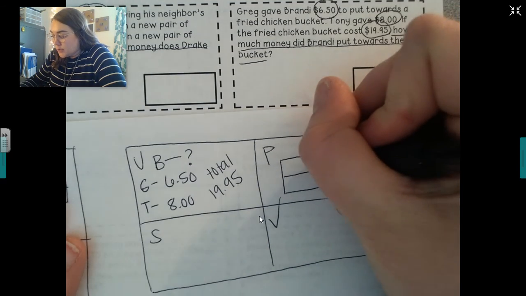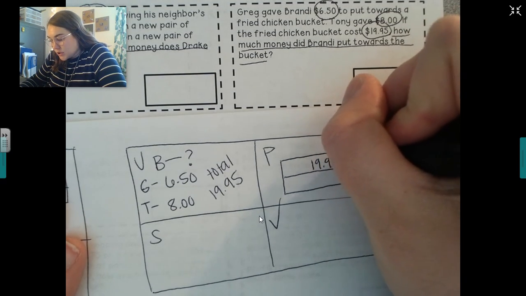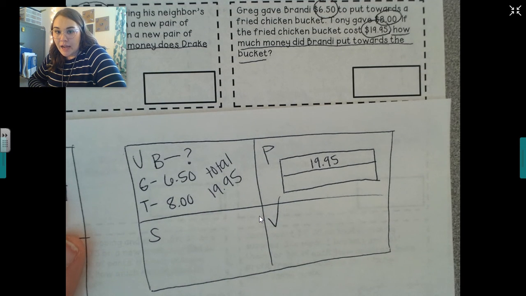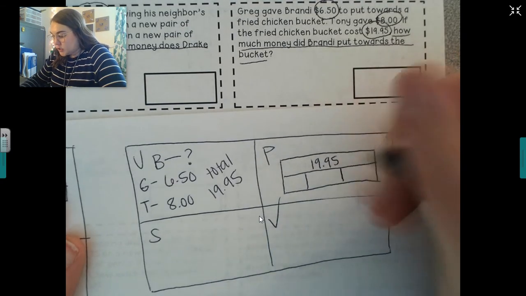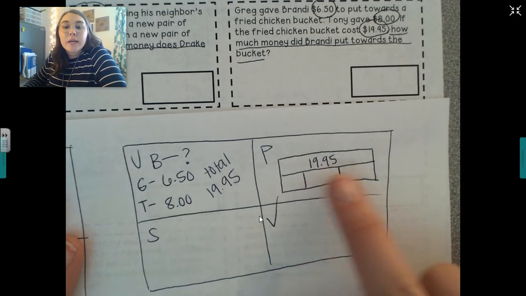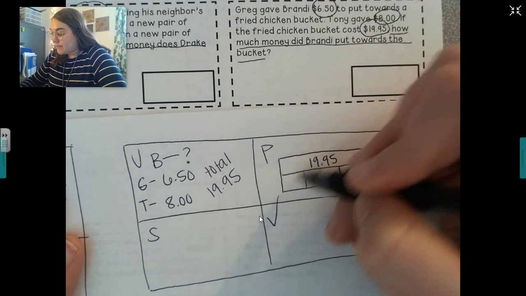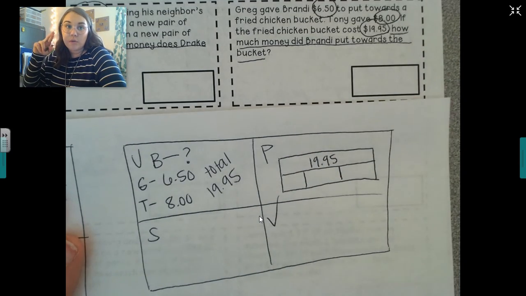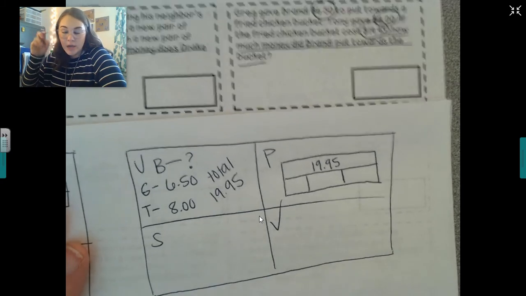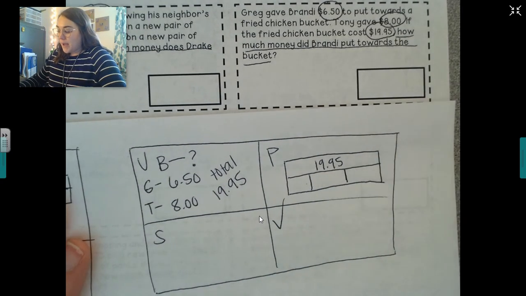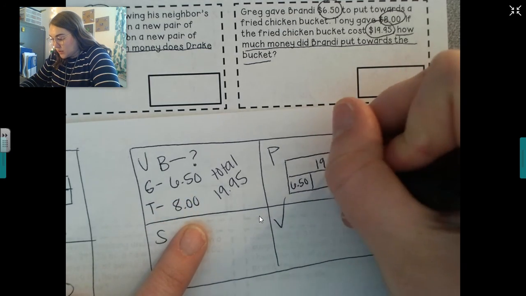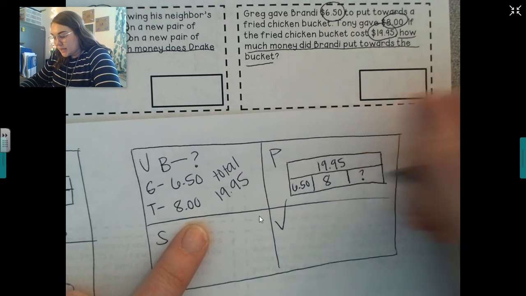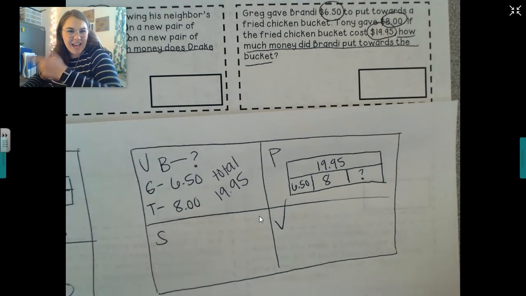The top, you put your total. So my total in this case was $19.95. I have 3 people that are buying a chicken bucket. So I'm going to split the bottom into 3 pieces because our goal is to have the top and the bottom equal each other. They're supposed to be the same amount. So I have 3 people buying the bucket. Greg gave $6.50. Tony gave $8, but we don't know what Brandy gave. So I'm going to put a question mark there because I don't know.